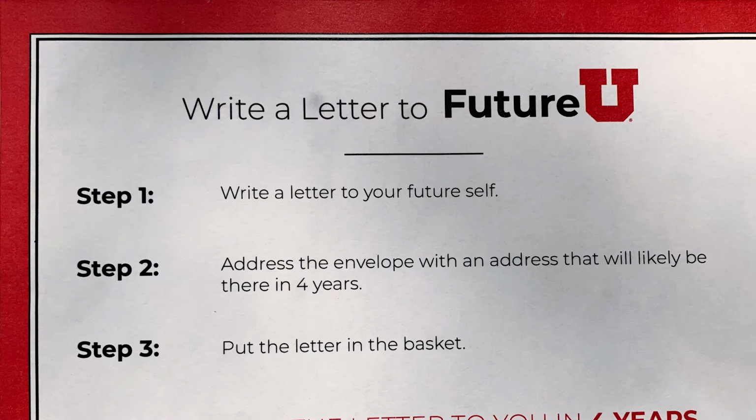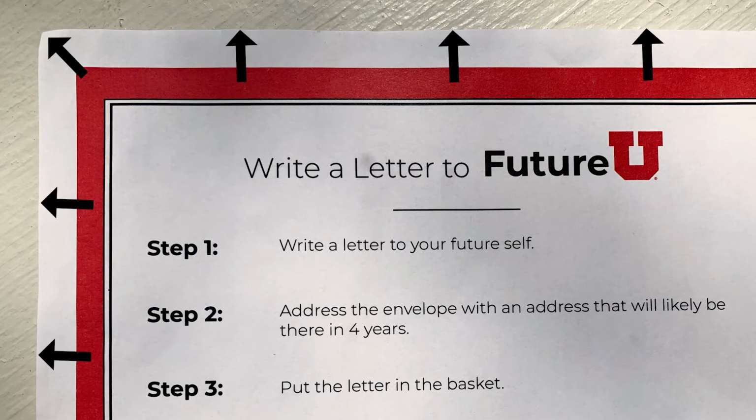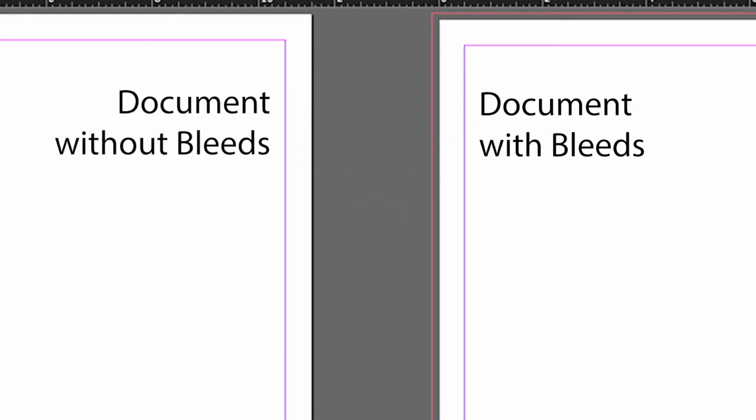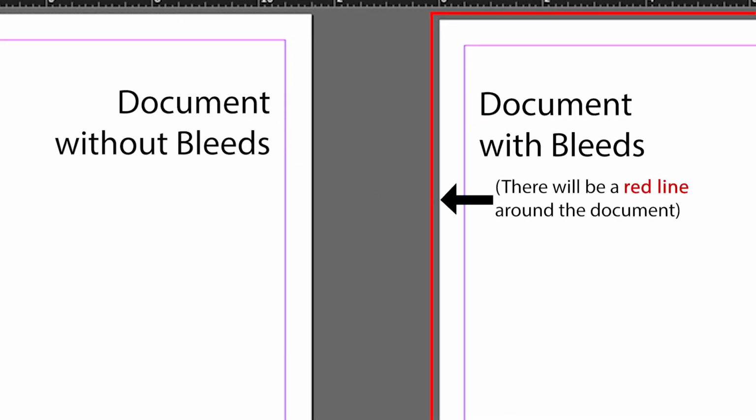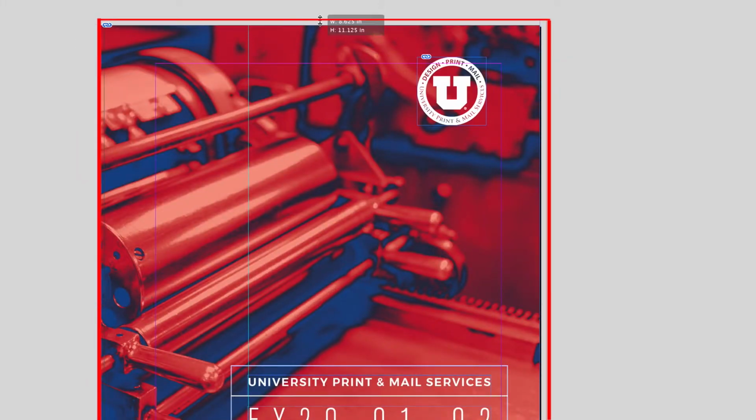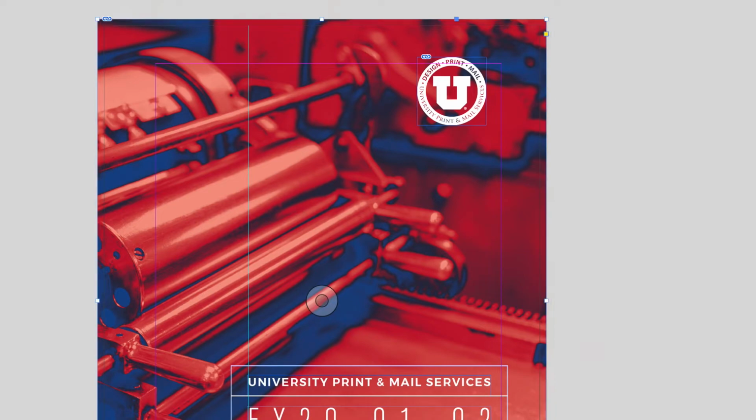Printers are unable to print to the edge of the page. This creates an unwanted white margin around your document. To avoid this issue, you need to add a bleed to each print document you design. Bleeds extend colors and elements past the edge of your document so that it can be printed and trimmed down to size with no unwanted white margin around the edges.